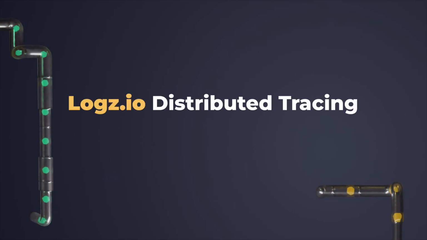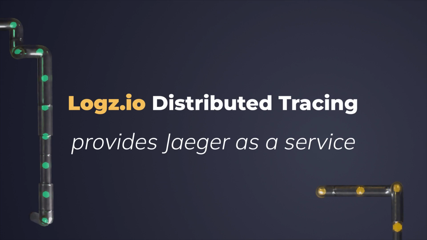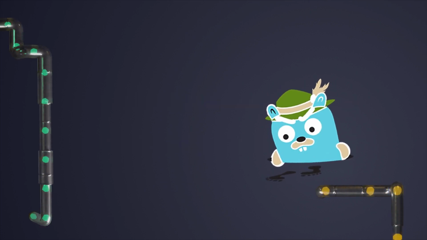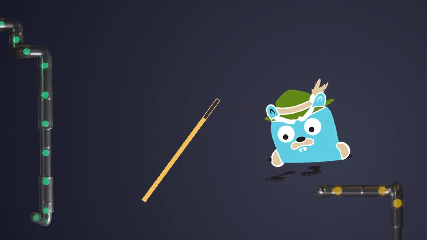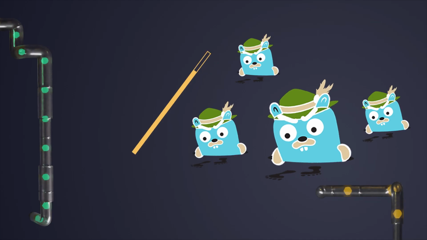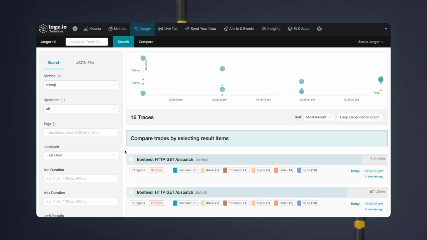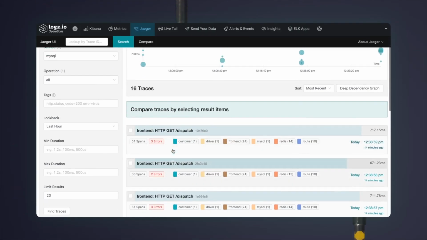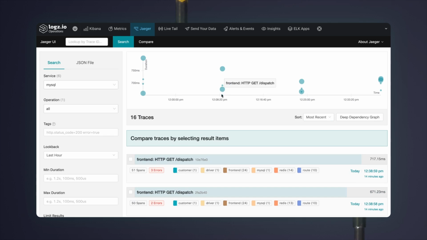Logz.io's distributed tracing solution provides Jaeger as a service, so engineers can use the popular and purpose-built open source for tracing without having to manage and scale it themselves. Here we see a few traces in the Jaeger UI. Logz.io distributed tracing can ingest data from many instrumentation types, including Open Tracing, Open Census, and the new Open Telemetry.